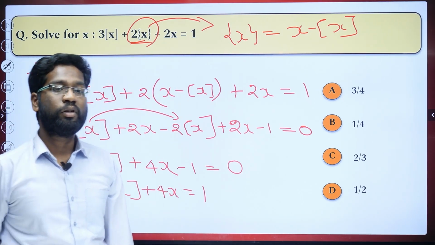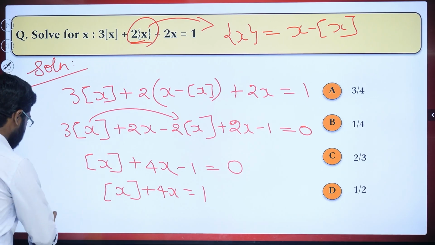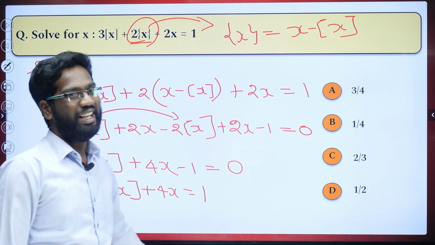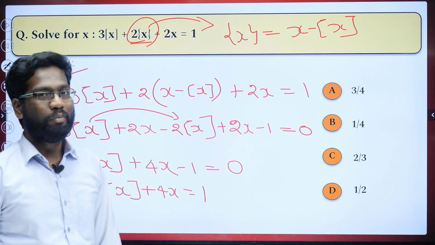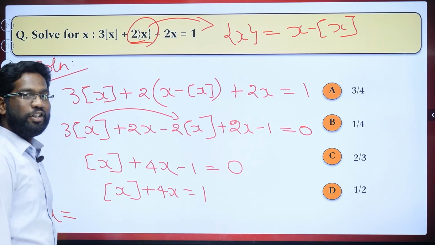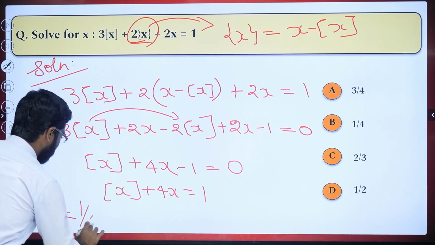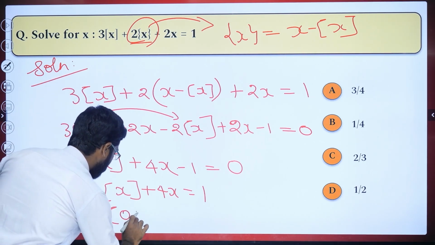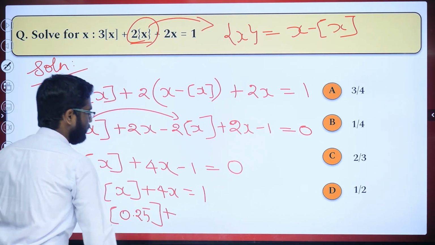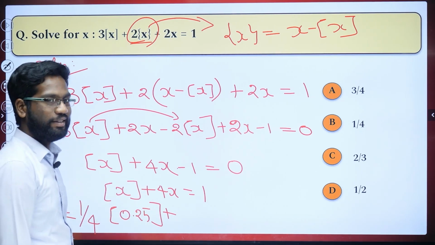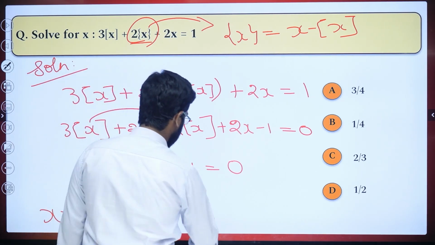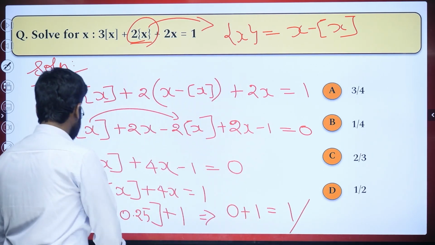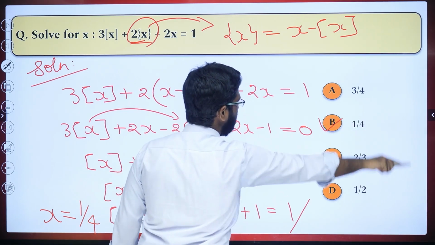So now I have to take the value for x which gives me the value 1. This is like a trial and error method, but this one is very easy. By visualizing itself you can say x is equal to 1 by 4. If I take 1 by 4, my value is greatest integer of 0.25 plus 4 times 1 by 4, where 4 and 4 cancel out, and here I will get the value 1. So 0 plus 1 is equal to 1. So the answer for this question is x is equal to 1 by 4.